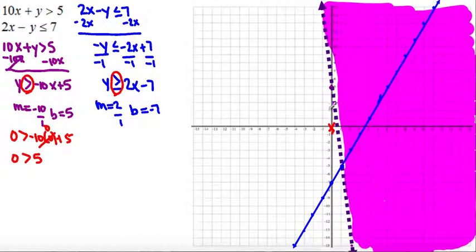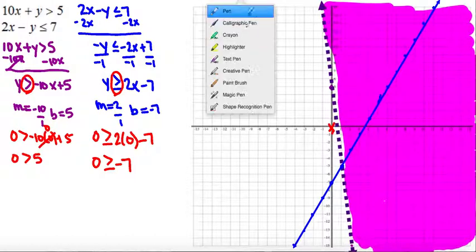And then also I test which side to shade. Do I shade the side with the 0, 0, or do I shade the side without the 0, 0? So I'm going to plug in 0 is greater than or equal to 2 times 0 minus 7. So if 0 is greater than or equal to negative 7. And that is true. So I shade everything that includes a 0, 0, so above the blue line.